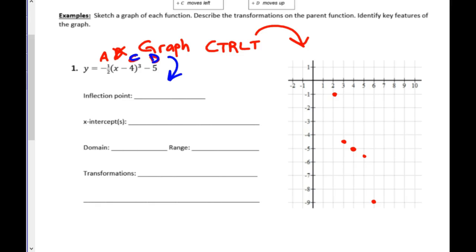Listen, but remember, C is a liar. So when it says -4, instead of -4, it's a lie. We're going to put +4. And -5 is not a liar, so we're going to write -5. Does everyone see 4, -5 is right here at the center of what I was just plotting? That's going to be my inflection point where the curve changes directions.